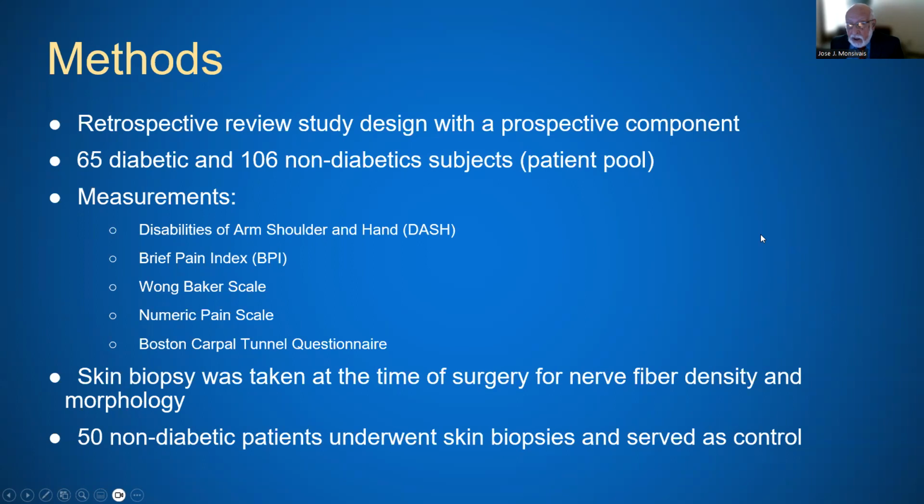Skin biopsy was taken at the time of surgery for nerve fiber density and morphology. 15 non-diabetic patients underwent skin biopsies and served as control.